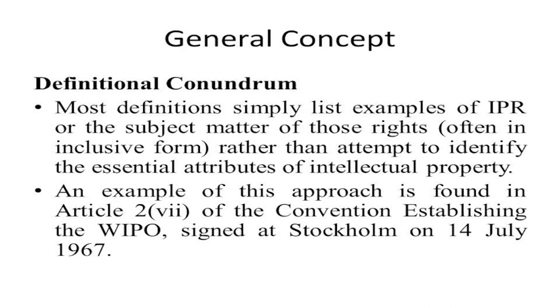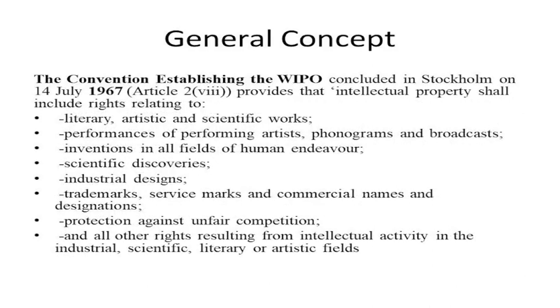But they are not putting any limit that beyond that you cannot include any further intellectual property. It is all open. So rather than attempt to identify the essential attributes of intellectual property rights, concrete definitions are not given. An example of this approach could be found, as I mentioned, in the Convention establishing WIPO, that is the WIPO Convention 1967. So how does it enlist various intellectual property rights?